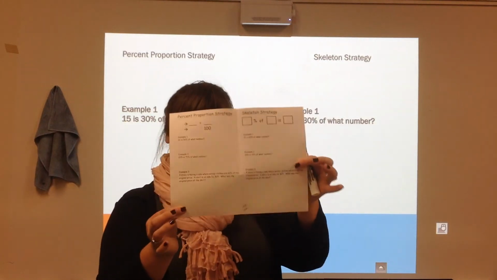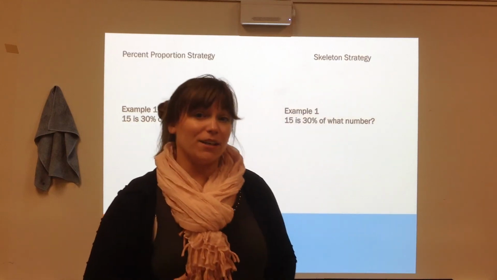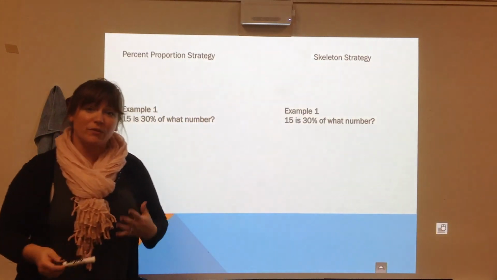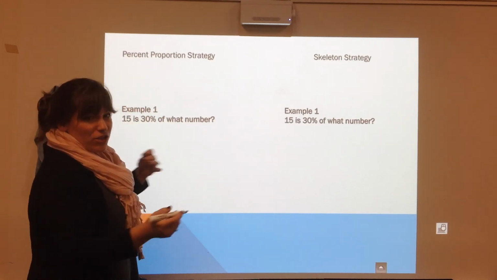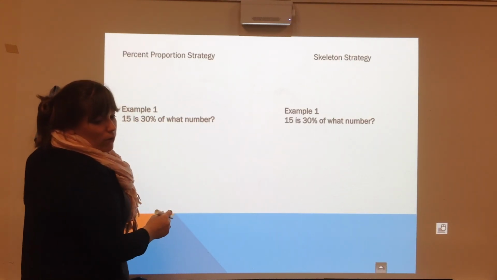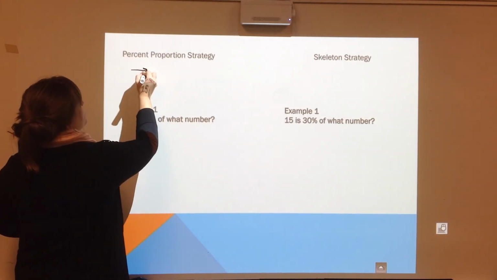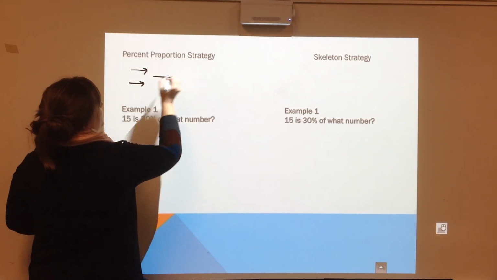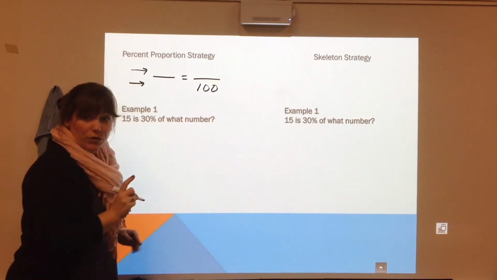So now I'm on that blue paper. I'm going to continue the idea of how to solve percent problems and different strategies we can use. And your paper actually has a little bit more than my notes right now. Your paper has 2 arrows, and then a line, and then 100. So that's what your paper has.